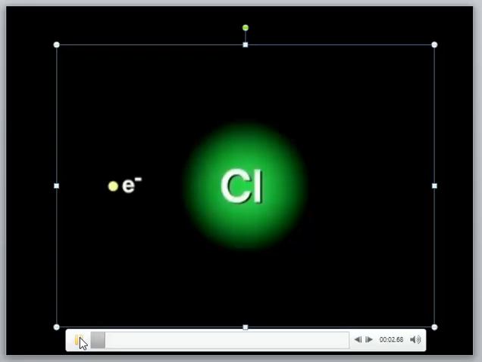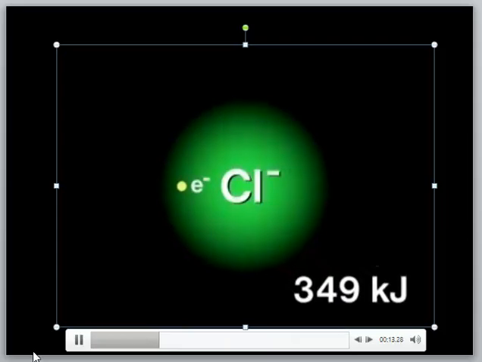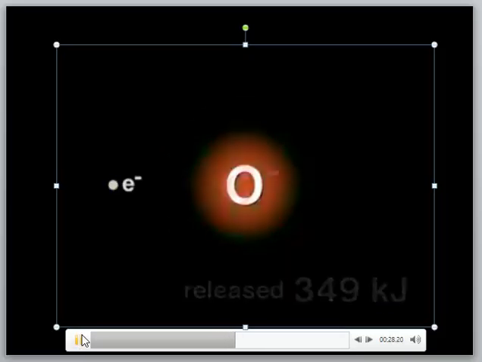Electron affinity is the energy change that occurs when an electron is added to a gaseous atom or ion. For example, when an electron is added to a neutral gaseous chlorine atom, 349 kilojoules per mole is released. In the case of chlorine and the other halogen elements, addition of an electron to the neutral atom is an exothermic process.